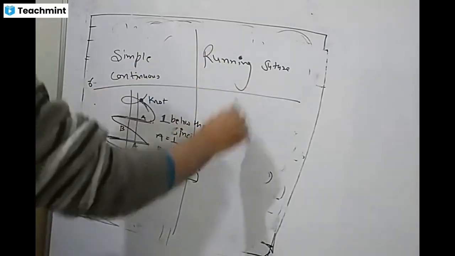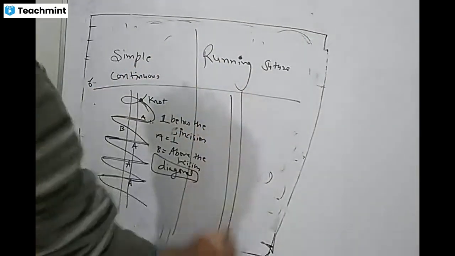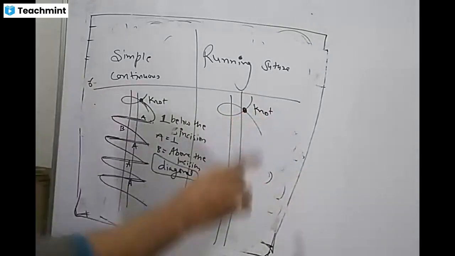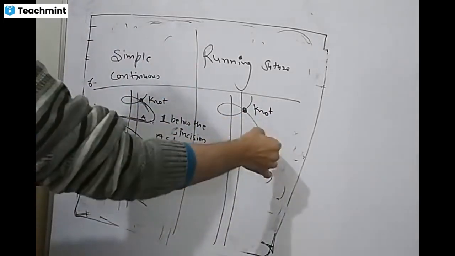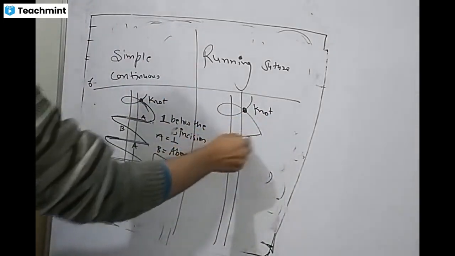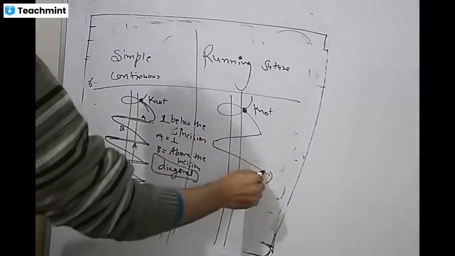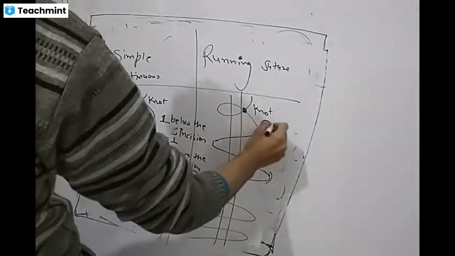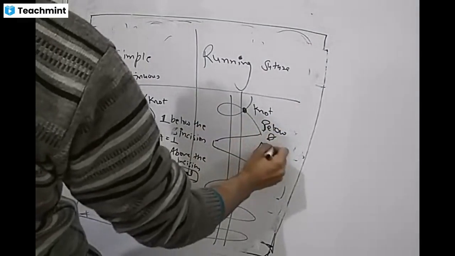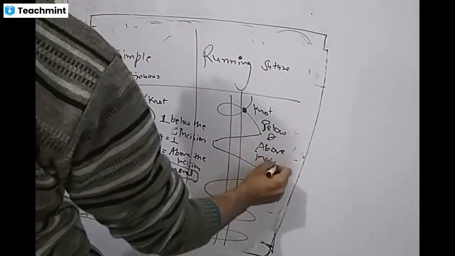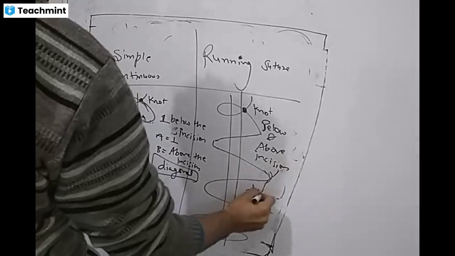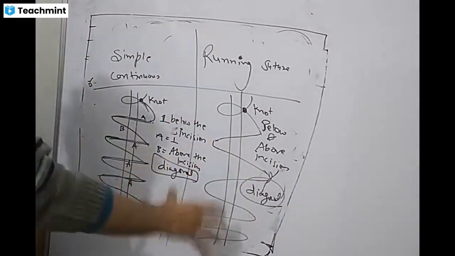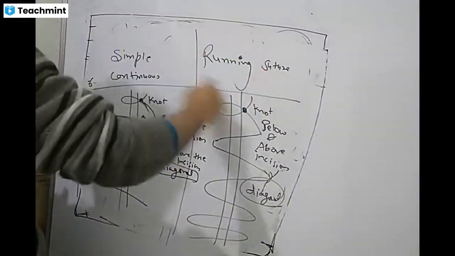In case of running suture, there is a similar pattern. First we apply a knot here. This is the knot. But at this point, below the incision is also diagonal. Above the incision is also diagonal. It is like this. So in this case, below and above incision, it is diagonal. So these are the two continuous patterns. One is called simple continuous, one is called running suture.